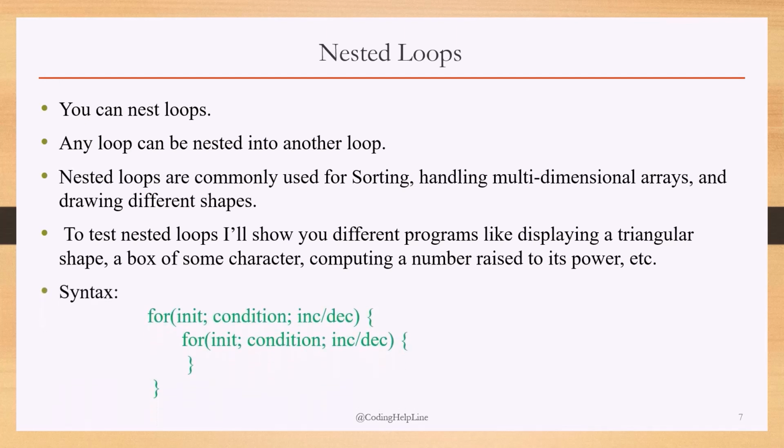And this is the general syntax. For example, I have nested two for loops here. This is the first outer for loop: initialize, condition, increment or decrement, and within the braces there is another loop with the same syntax. This loop runs, for example, n times, and for each iteration of the outer loop, the inner loop will execute. This is how we nest the different loops.